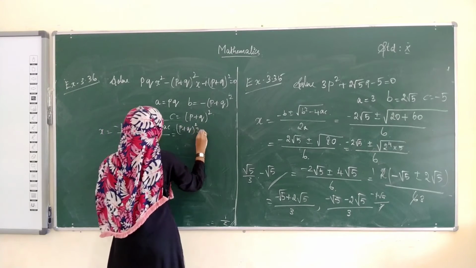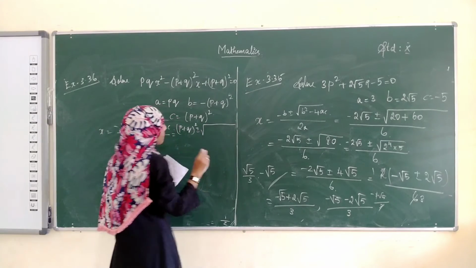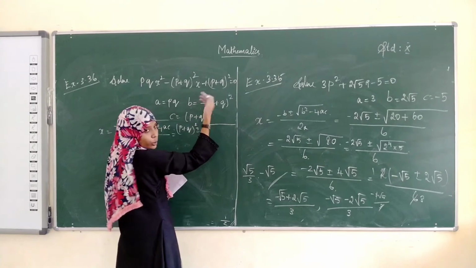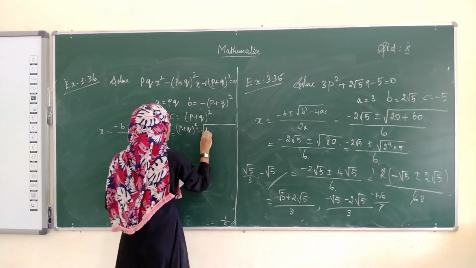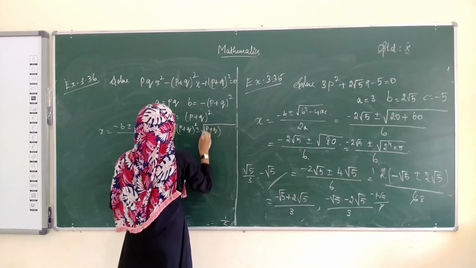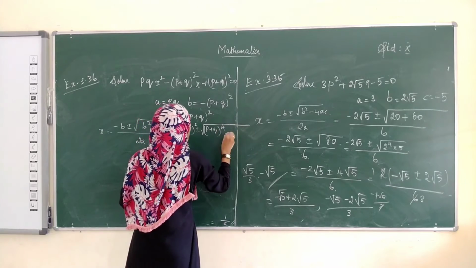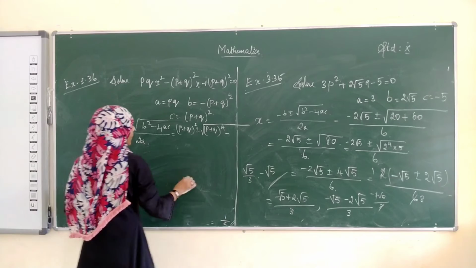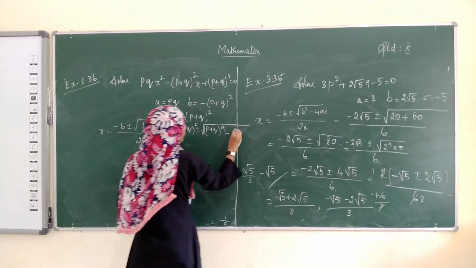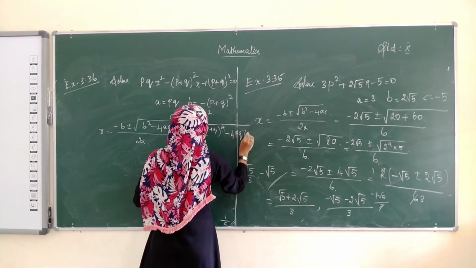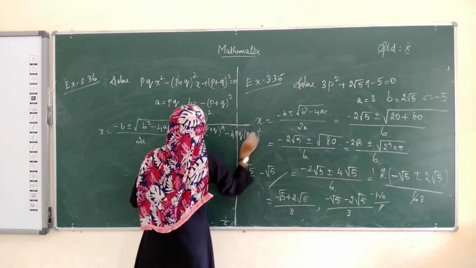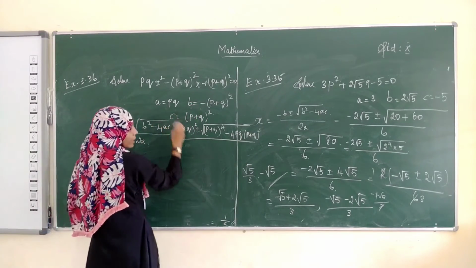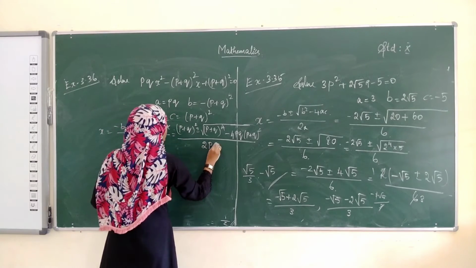Minus b plus or minus root of b square. What's the b square? b is minus p plus q the whole square. So when it becomes square, p plus q the whole power 2, b square minus 4 into a into c, that is minus 4 into a is pq, into c is p plus q the whole square, divided by 2a. What's 2a? 2a is 2 into pq.